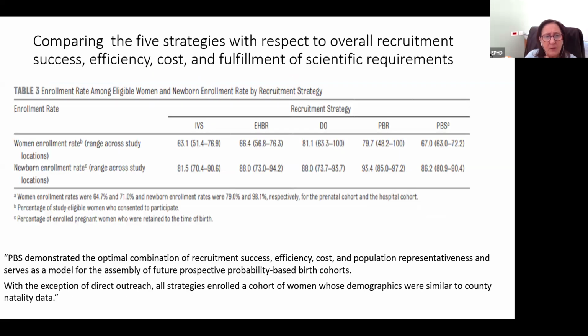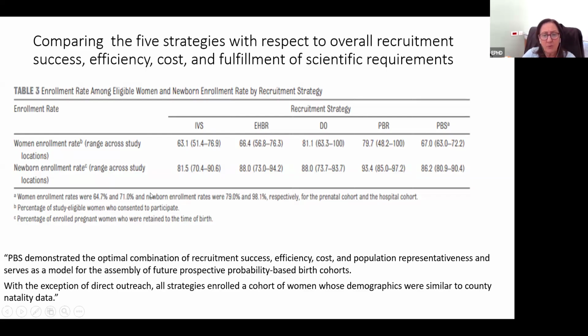And this is another one, the same topic. They compare five strategies with respect to overall recruitment success, efficiency, cost, and fulfillment of scientific requirements. The way they collected the data was enhanced recruitment from clinics, where the 81 was the doctor's clinic. Here the highest yield is shown, along with the woman enrollment rate and the newborn enrollment rate, meaning they approach women to enroll them in the study and then later to enroll their kids.